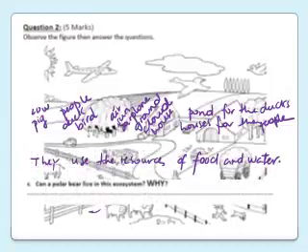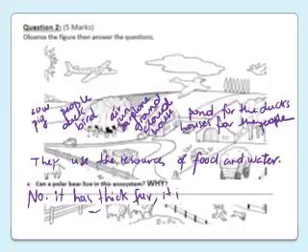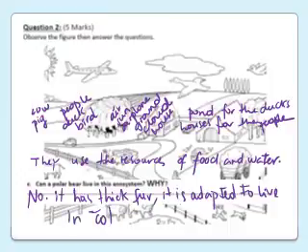Can a polar bear live in this ecosystem? It is adapted to live. It has thick fur. Excellent. It is adapted to live in cold ecosystems or in cold places.